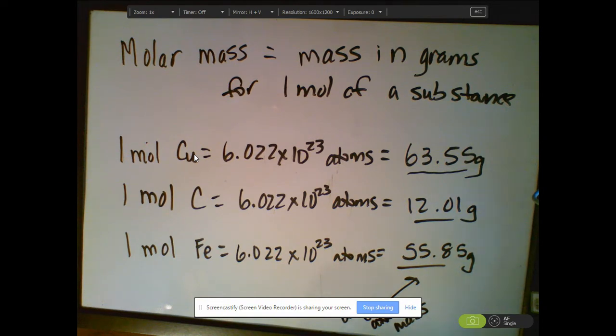So if you didn't already pull out your periodic table, let's take a look at it and notice that copper's average atomic mass is 63.55 grams. Carbon's average atomic mass is 12.01 grams, and iron's is 55.85 grams. So we get molar masses for elements straight off the periodic table. Now when we talk about compounds, or molecules, formula units, we have to take a little bit more into consideration. So let's take a look now at getting the molar mass of a molecule.